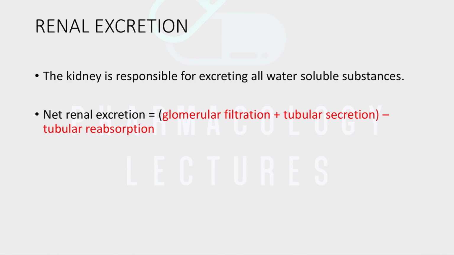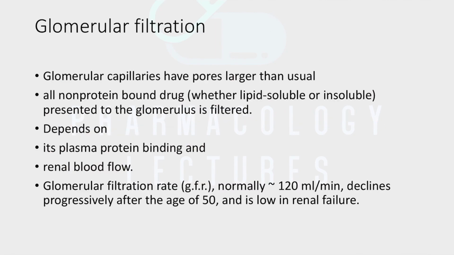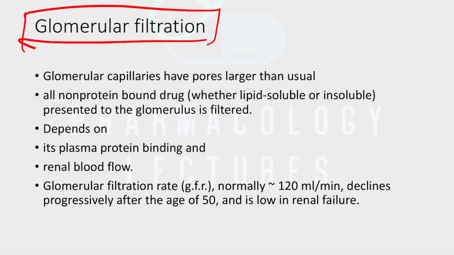Now renal excretion, which is the most important aspect of excretion, that is excretion through the kidney, involves three main things. First, glomerular filtration, tubular reabsorption, and tubular secretion. Let's see in detail about glomerular filtration. Now it involves filtration, meaning it's a simple process of filtration through the glomerulus, where the high molecular weight substances get filtered out and the non-protein bound free drug goes into the tubules.